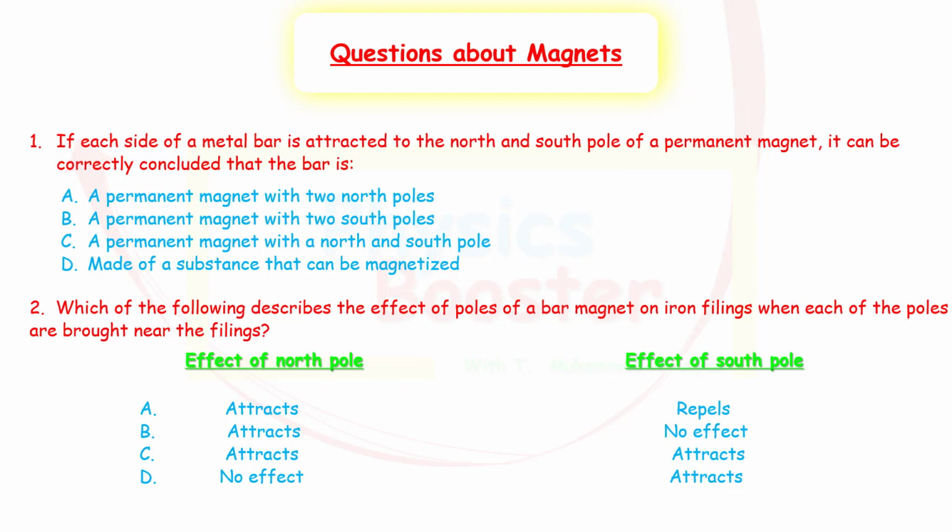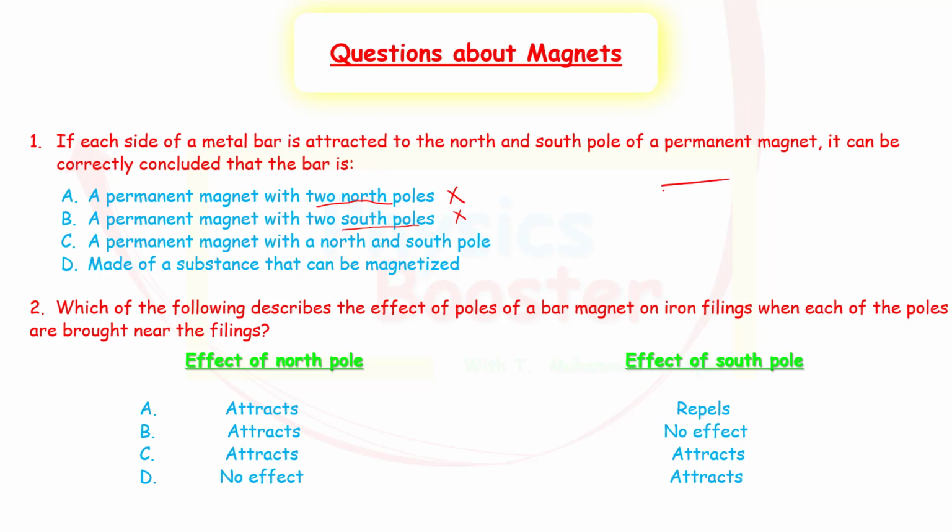Question number one: if each side of a metal bar is attracted to the north pole and the south pole of a permanent magnet, it can be correctly concluded that the bar is, first of all, a permanent magnet with two north poles. We can exclude this answer directly because no magnet can have two north poles. And a permanent magnet with two south poles, the same goes here. There's no magnet with two south poles. Part C, it's a permanent magnet with a north and a south pole, or it's a material made of a substance that can be magnetized.